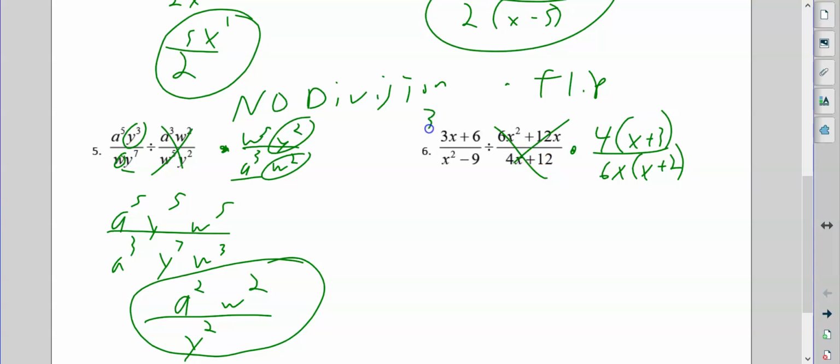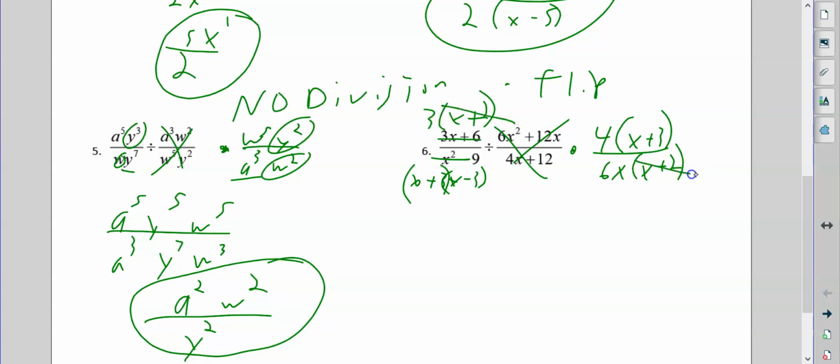Over here, I'm going to take a 3 out and get x plus 2. Here it's going to be x plus 3, x minus 3, because it's a difference of squares. So what do I have? On the top, I have 3x plus 2, 4x plus 3. On the bottom, x plus 3, x minus 3, 6x, x plus 2. So let's see what we got.